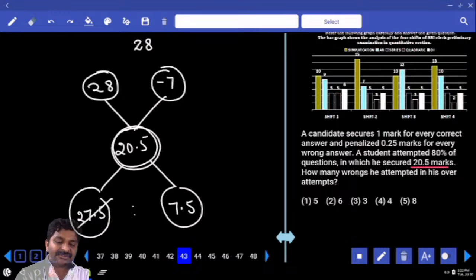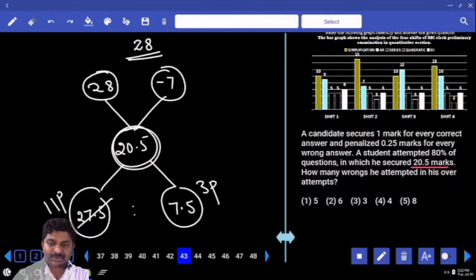Ratio, cancellation with 25: 11 times and then 3 times. Total how many parts? How many questions? If 14 parts is 28, 1 part is 2, 3 parts, alligation.